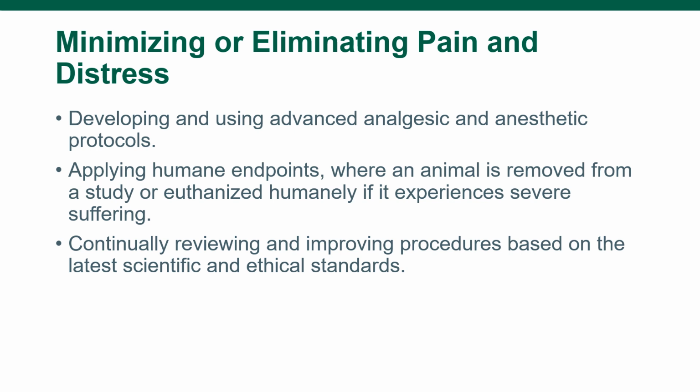Minimizing or eliminating pain and distress is a critical part of refinement. Methods to address pain or distress include using advanced analgesic and anesthetic protocols, applying humane endpoints where animals are removed from a study or euthanized humanely if they experience severe suffering, and continually reviewing and improving procedures based on the latest scientific and ethical standards.